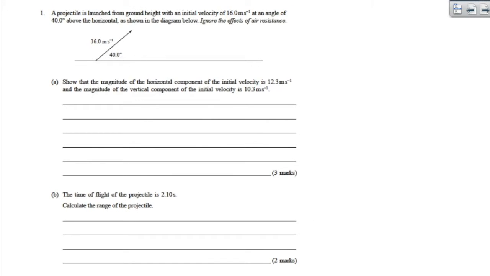This question comes from the 2010 physics exam. The projectile is launched from ground height with an initial velocity of 16 meters per second, as I've indicated here, and on the diagram. It is launched at an angle of 40 degrees above the horizontal, which I've also shown on the diagram. In part A, we are asked to show that the magnitude of the horizontal component of the initial velocity is 12.3 meters per second, and also that the magnitude of the vertical component of the initial velocity is 10.3 meters per second.